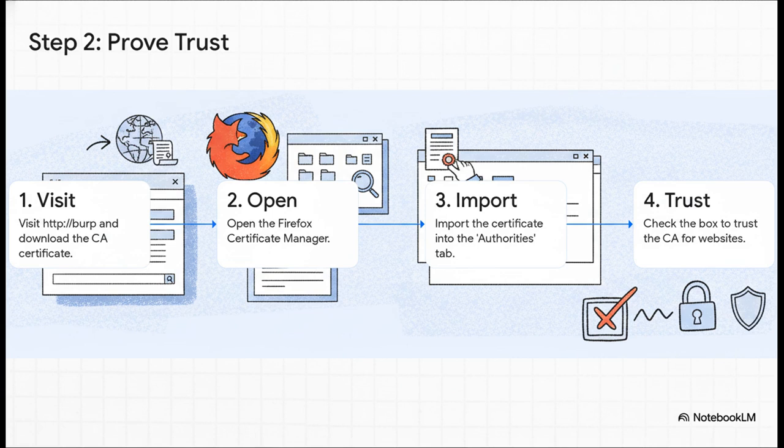Okay, layer 1 is solid. Now for layer 2, trust. With that proxy still on, just type http://burp right into your Firefox address bar. That'll take you to a page where you can download Burp's special CA certificate. Download that file. Then, dive back into Firefox's settings, find the certificate manager, and import that file into the Authorities tab. Now, this part is absolutely critical. You have to check the box to trust the CA for identifying websites. If you miss that checkbox, it's all for nothing.